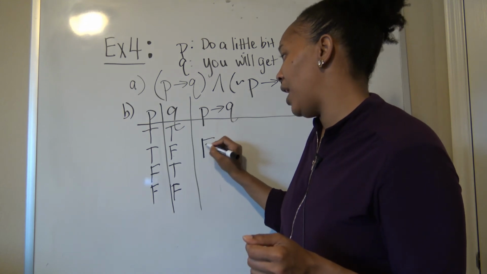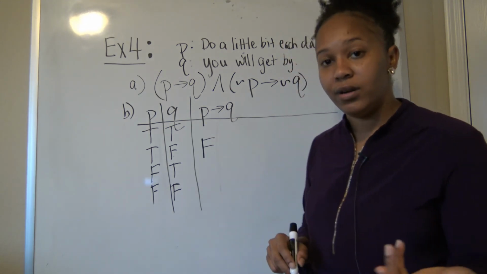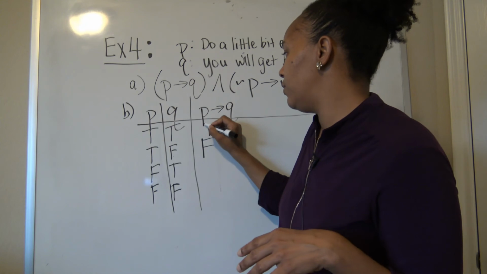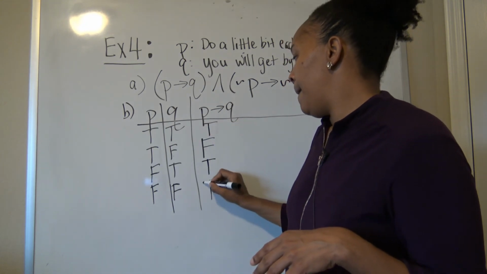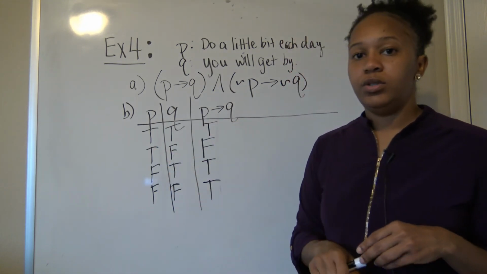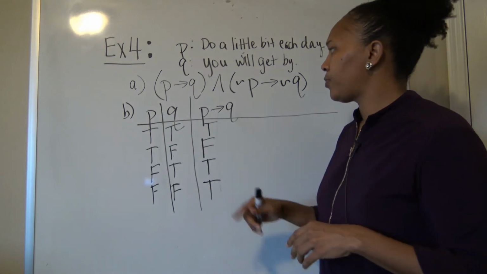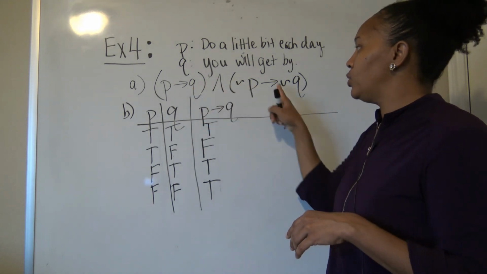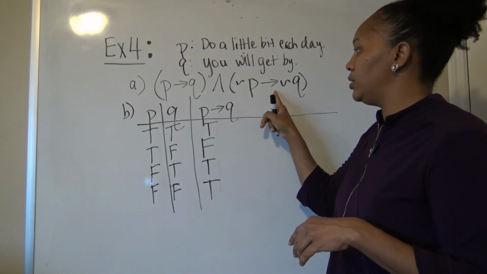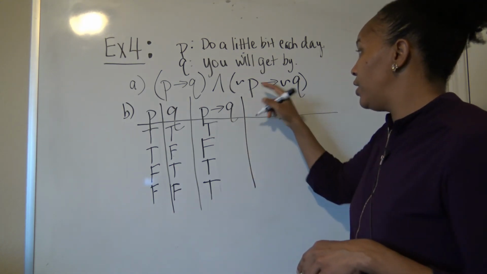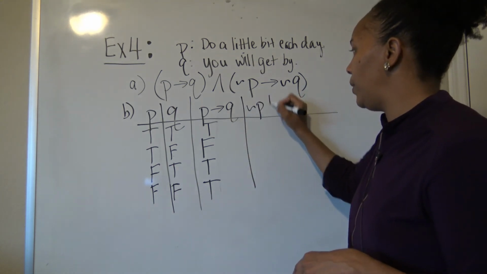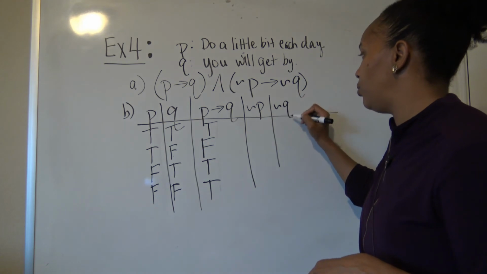So I like to identify the false case first and then just write the rest of them true. But that's the only case where the first one is true and the second one is false. So now I need to combine this with this. So that means I need to know what this is first. So there's a not P, so I need to figure out what not P is. And there's also a not Q.